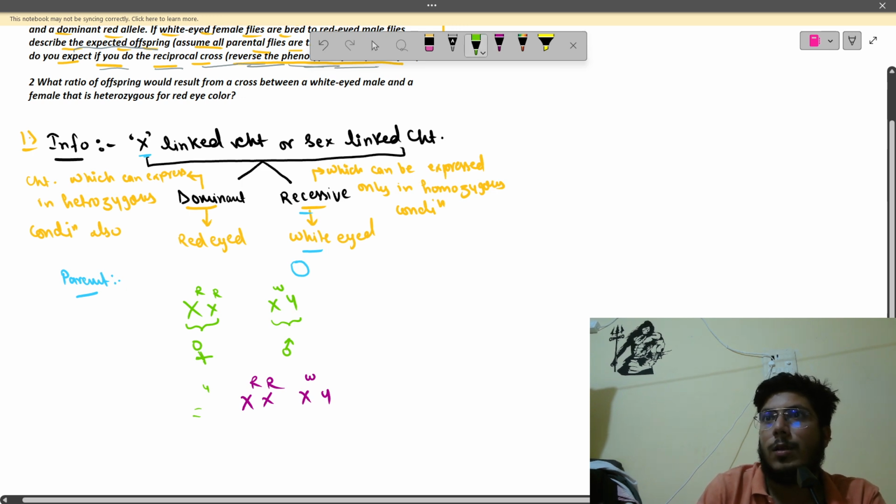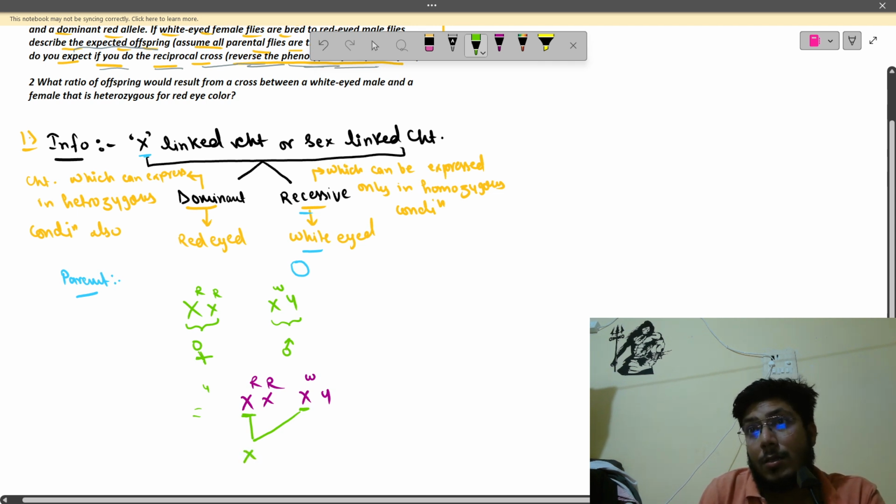The cross over here will be like for daughters. For daughter, the cross will be one X chromosome contributed by the mother and one X chromosome contributed by the father. So one X chromosome contributed by the mother is carrying the red-eyed allele and the other X chromosome contributed by the father is carrying the white eye allele. Same with this also. One X chromosome contributed by the mother, other X chromosome contributed by the father.